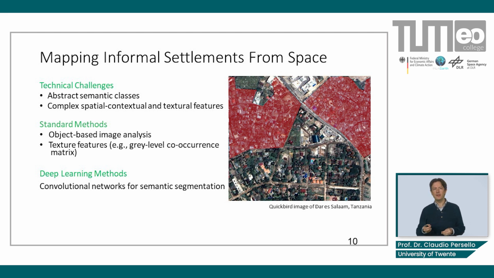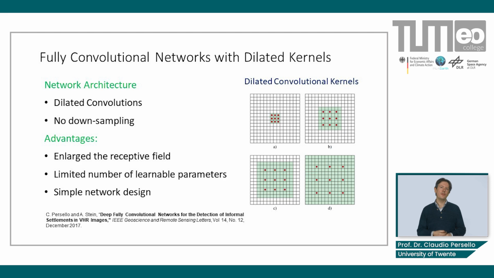State-of-the-art methods are based on deep learning, such as convolutional neural networks, that can learn these complex spatial features directly from the input image. A few years ago, we introduced fully convolutional networks for mapping informal settlements. This type of network is designed to perform pixel-wise classification, which is also called semantic segmentation in the computer vision literature. For this purpose, we used convolutions with dilated kernels that capture large receptive fields without downsampling layers or increasing the number of learnable parameters.